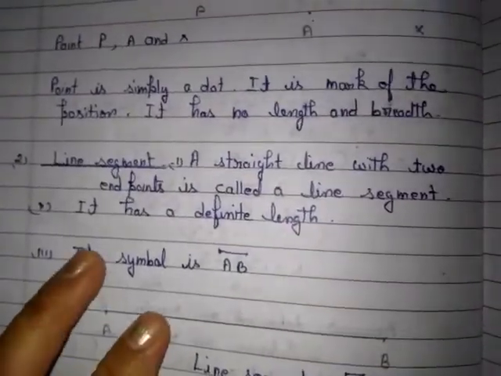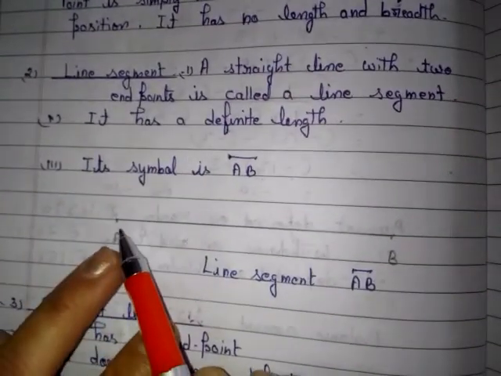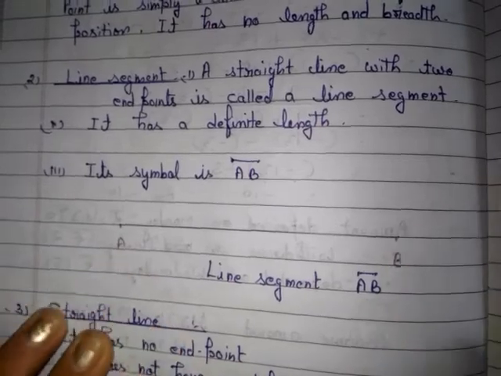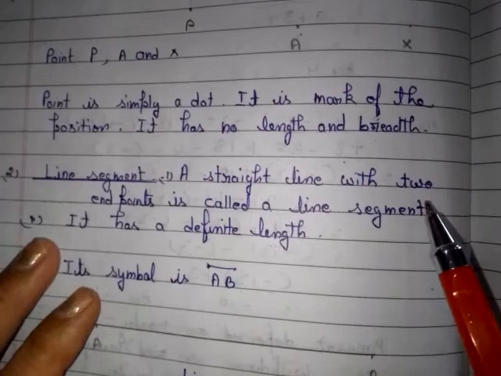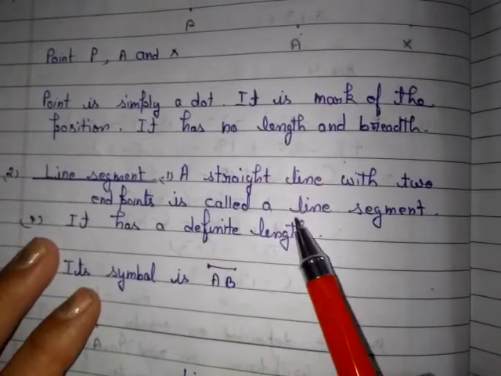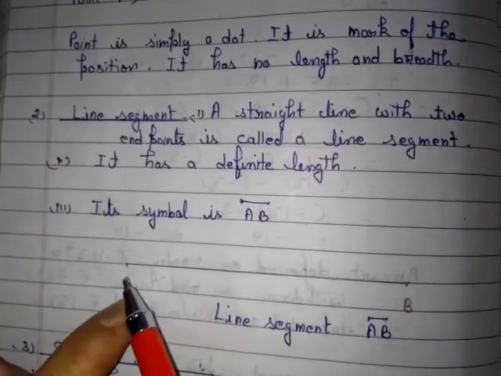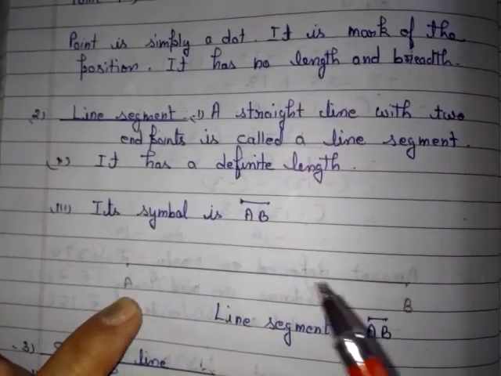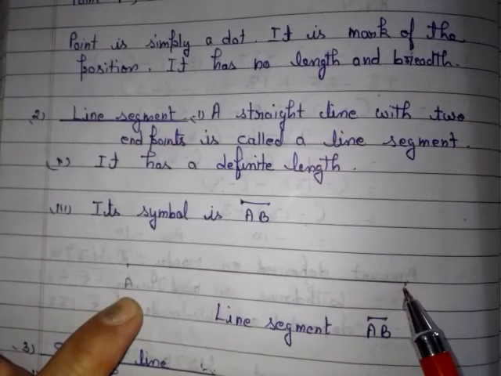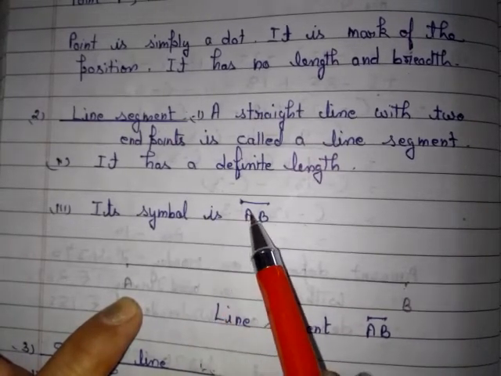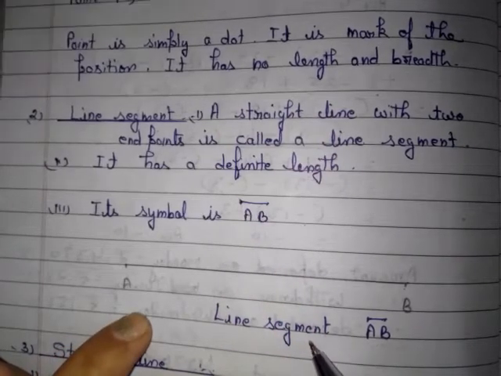Now the second geometrical concept is line segment. See children, this is a line segment AB. A straight line with two endpoints is called a line segment. So a line segment has two endpoints, A and B. It has a definite length, and this is the symbol of a line segment. And we can measure the line segment.